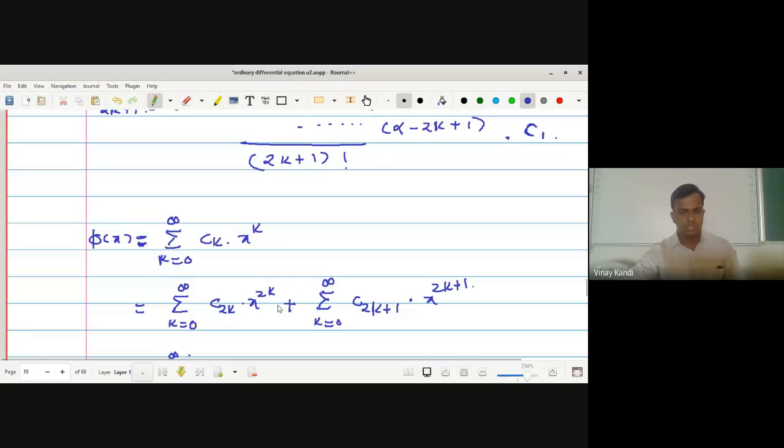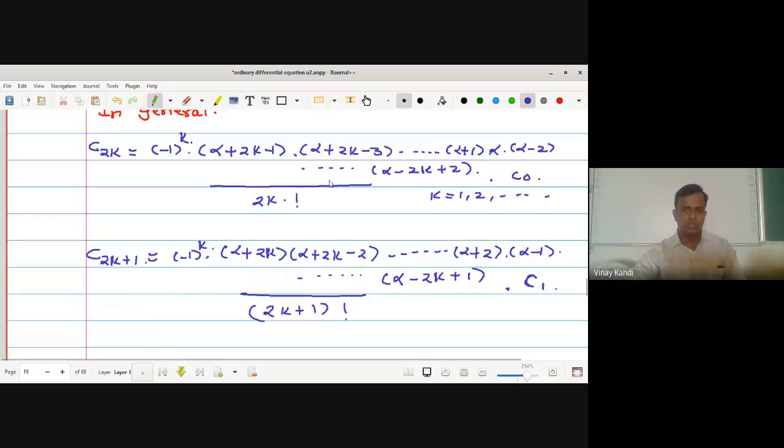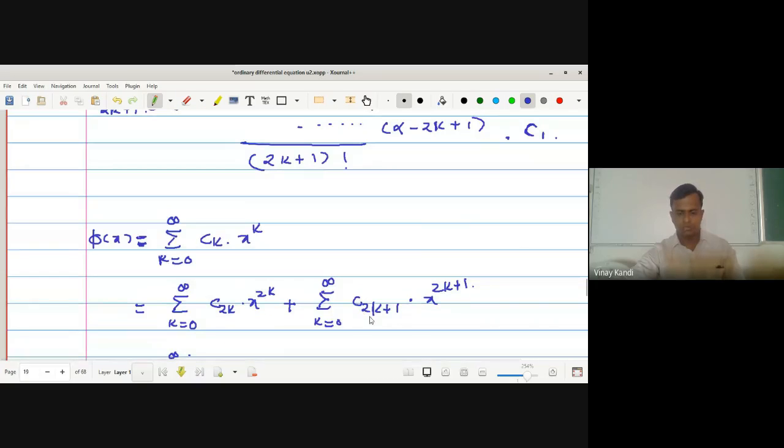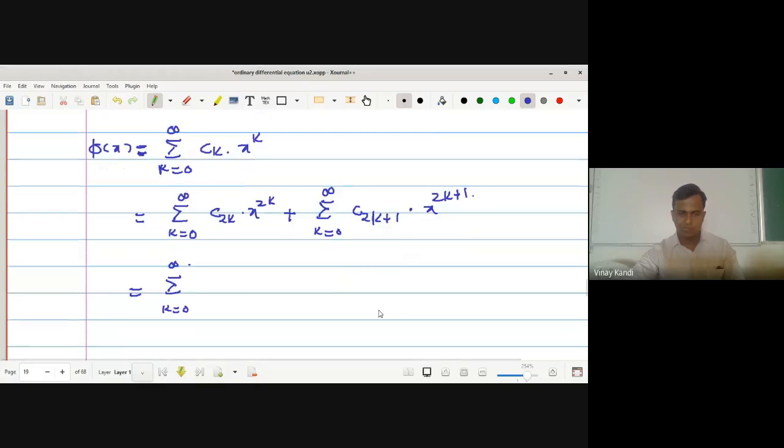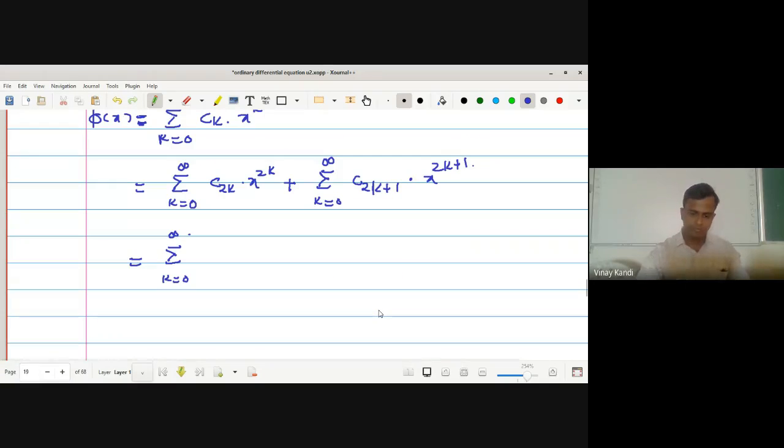This can expand in 2x. What is the index of 2k? This one, 2k plus 1.